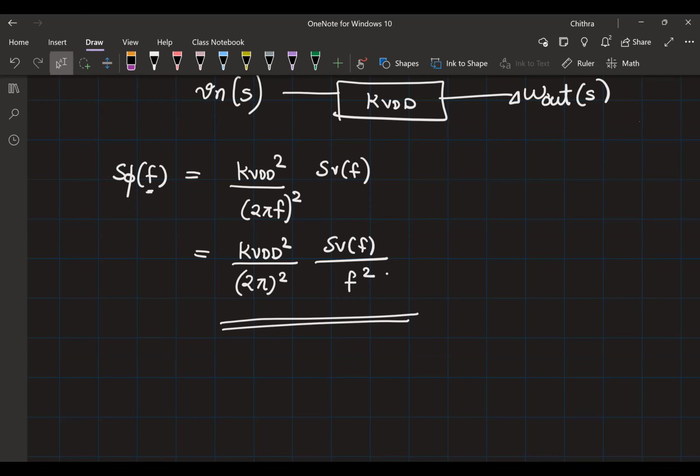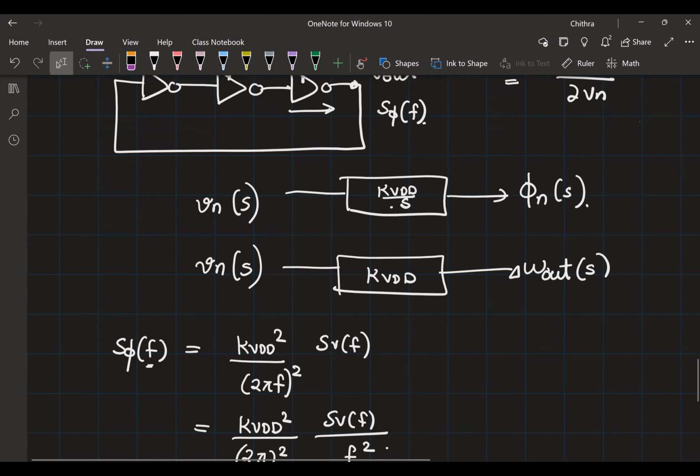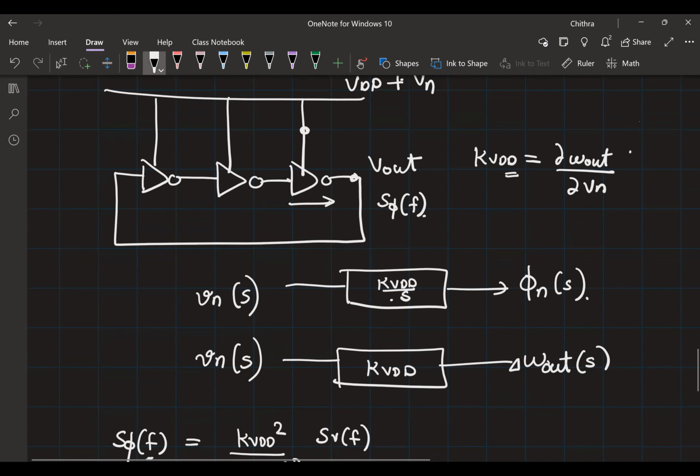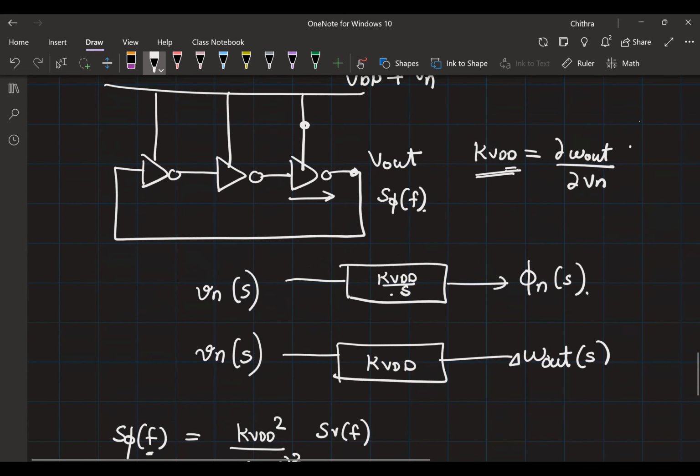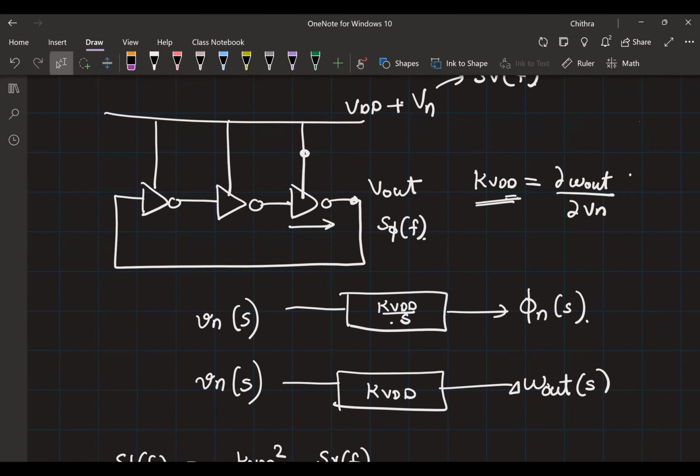Number of inverters we have in the ring. So now for this particular circuit, I have defined my KVDD. This KVDD would be a function of the number of inverters in the system. When we calculate the KVDD, each inverter has a KVDD. This is a very non-linear process, right? The supply voltage affecting a delay.